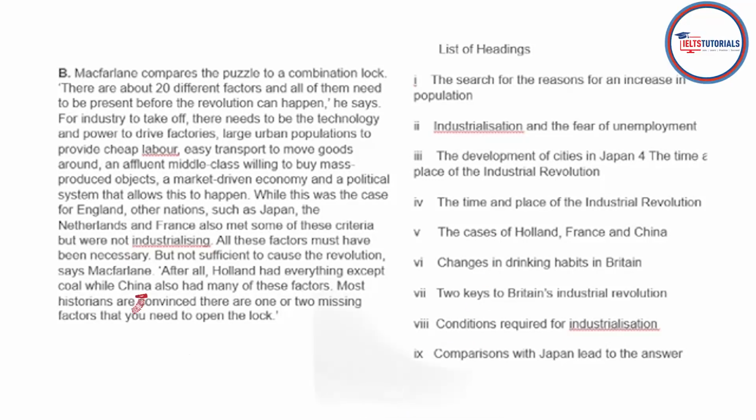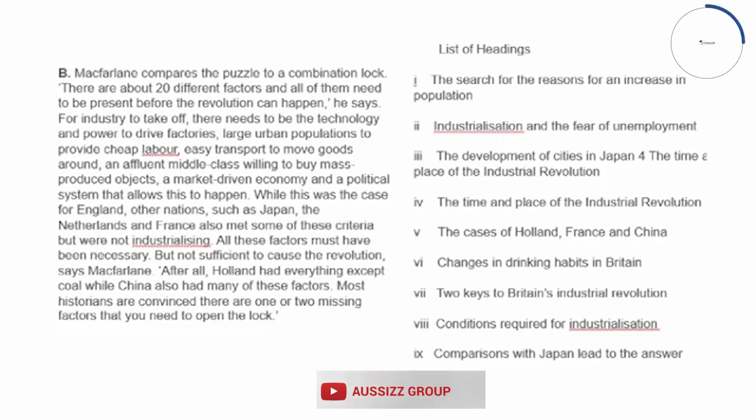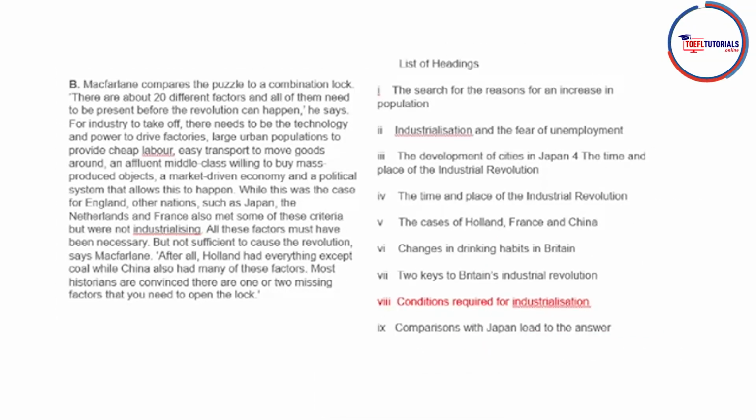The answer is this one: conditions required for industrialization. See, conditions means factors, important conditions, and these are all required for industrialization. It means if you want to go for industrialization, these are the factors you have to have in your hand. So ultimately many students write, ma'am, the answer is 5, or I'm not getting the answer. The answer is not 5, because they are not talking about the cases of Holland, France and China. They are just comparing these factors between England and these countries. So my important thing is factors, not the countries.